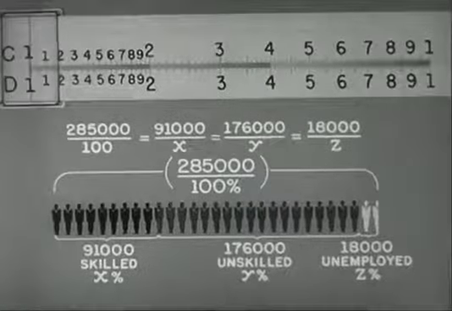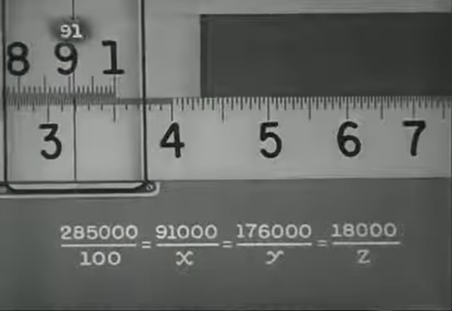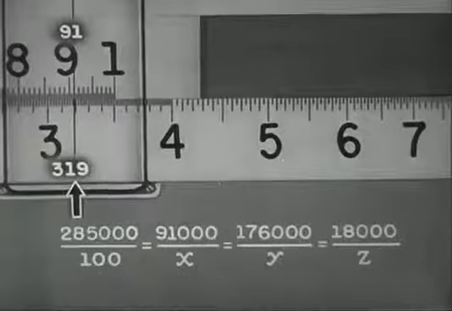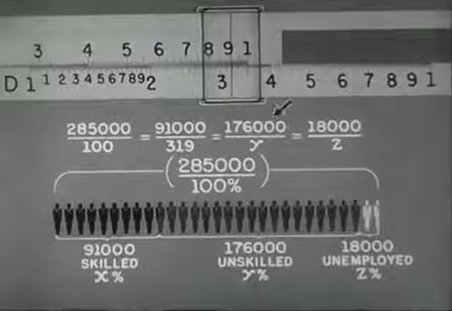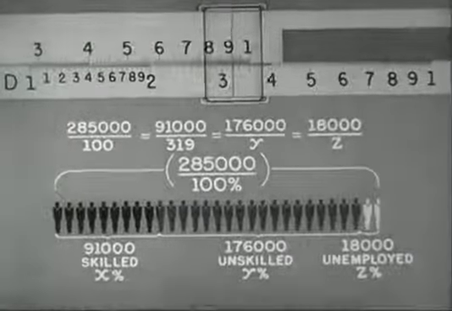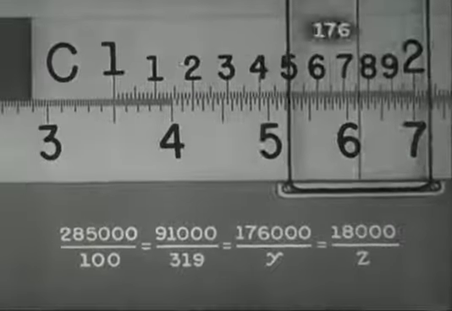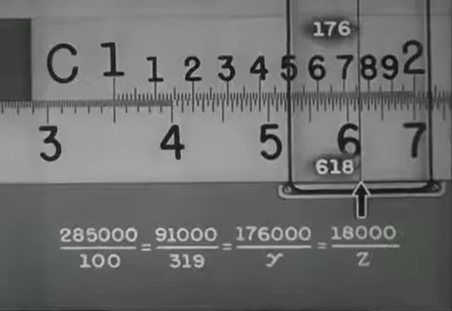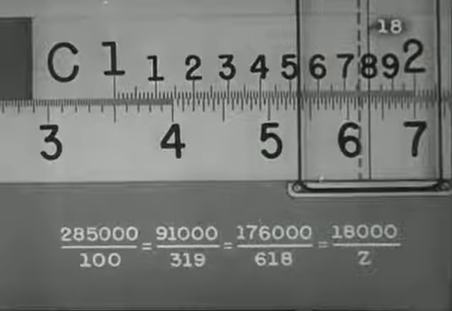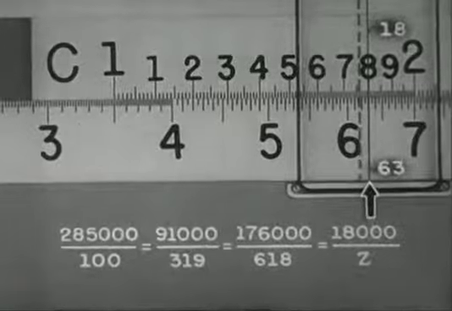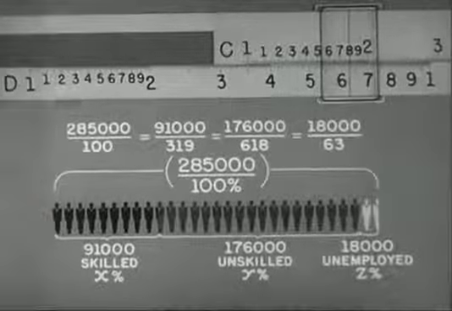To 1 on D, set 285 on C. Under 91 on C, read x as 319. Since 176 is beyond the body, shift to the other index. And under 176 on C, read y as 618. Under 18 on C, read z as 63. As a final step, add the decimal points.